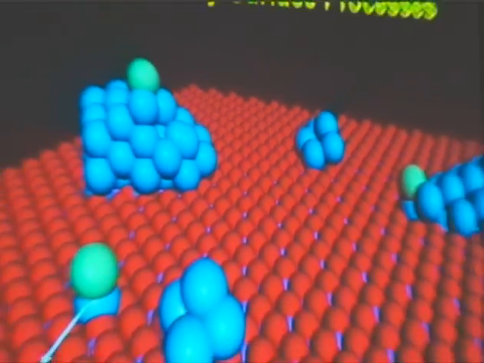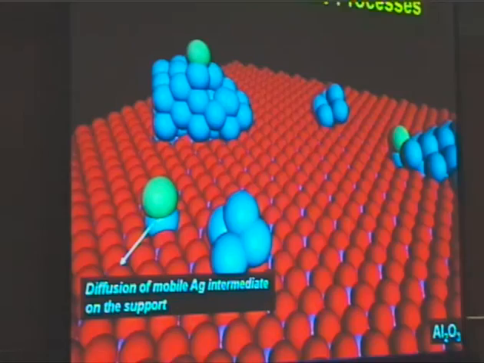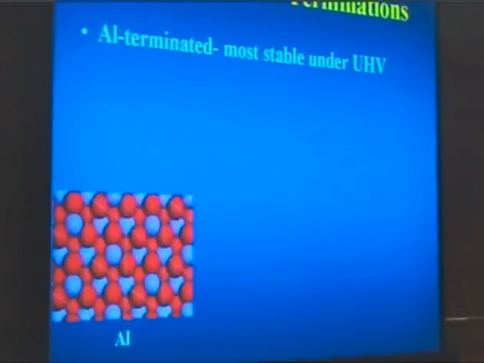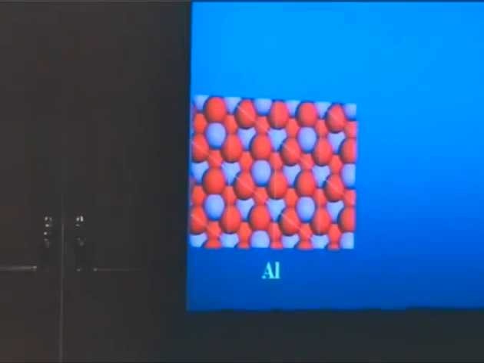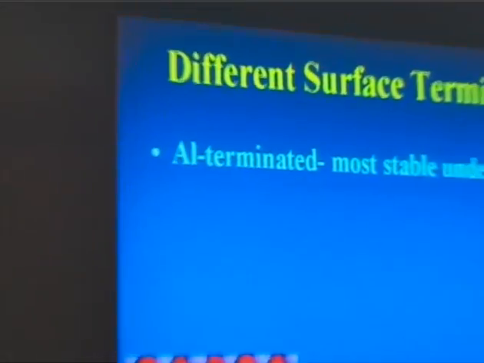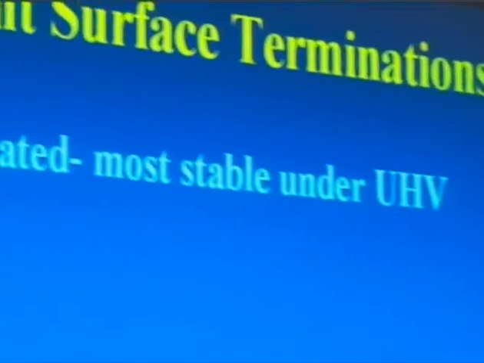Going the wrong way. So the first part I'm going to look at is really the diffusion of mobile intermediates across the surface. We look at various different terminations because we don't know what's on the surface as a function of time, and as Stu pointed out, the more oxidizing conditions may lead to sort of wetting of the surface. So under vacuum conditions, you get an aluminum terminated surface for alpha aluminum oxide.